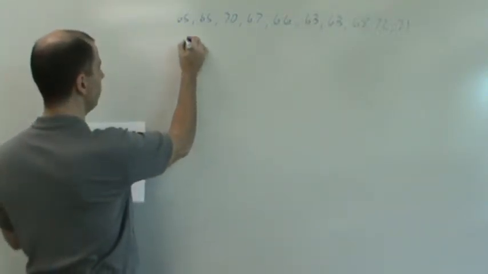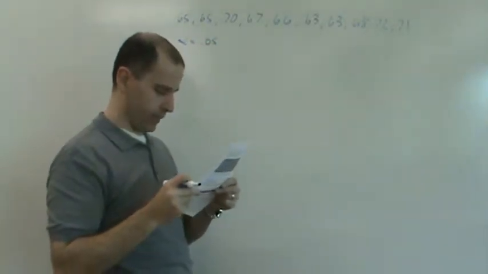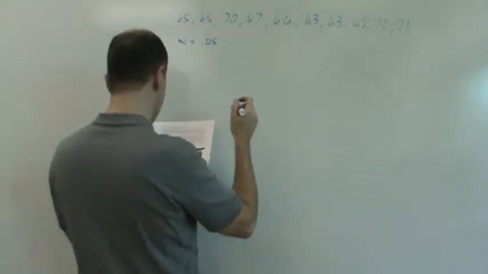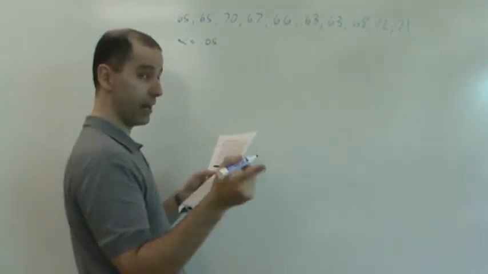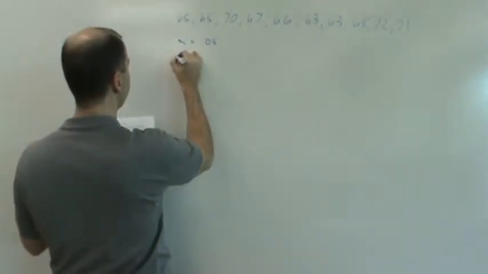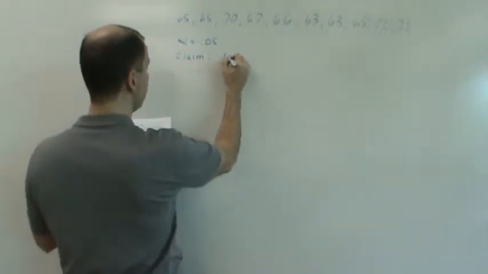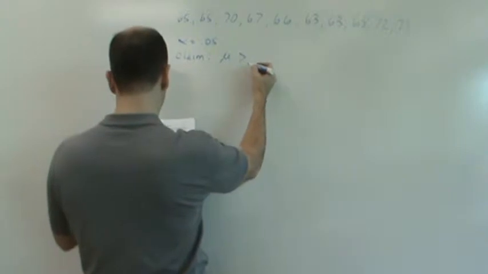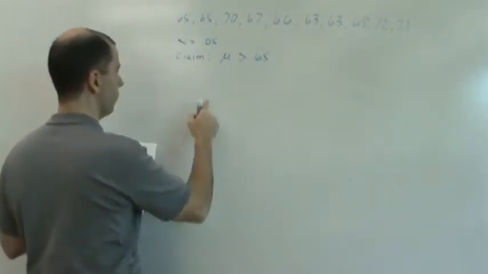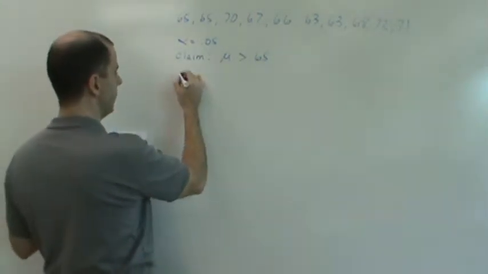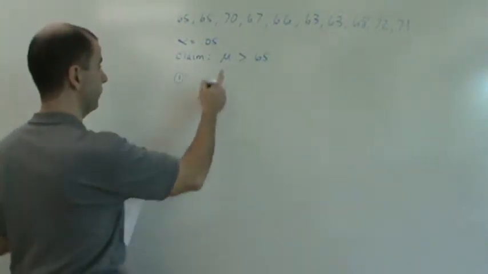So what does that mean? Alpha is equal to 0.05. And what's his claim? Well, he claims that the average score, the mean score, is higher than 65, right? So the claim is that the average score, that's mu, is greater than what? Greater than 65, higher than 65. So this is the claim. So the claim is the alternative, right? Greater than.